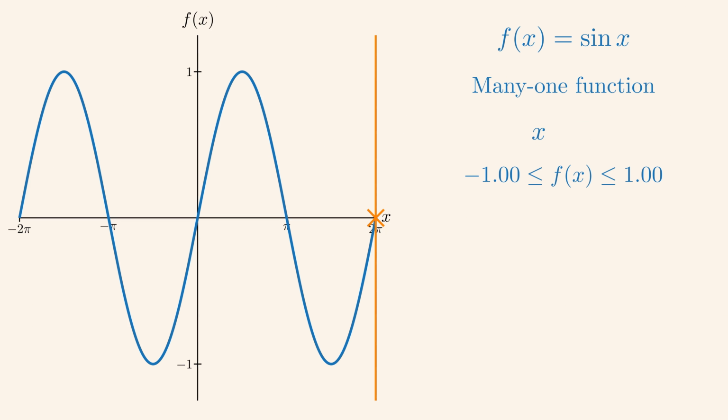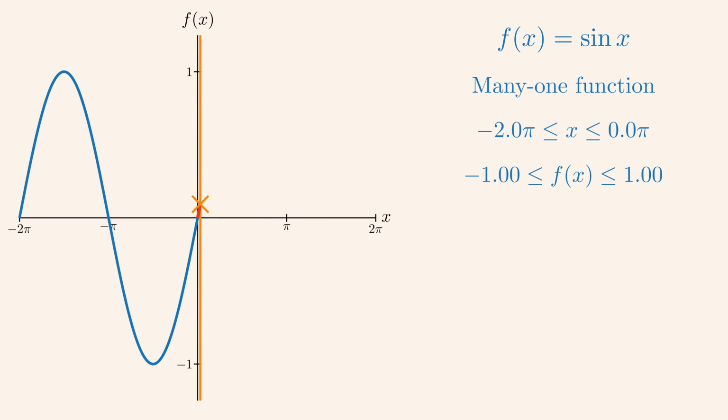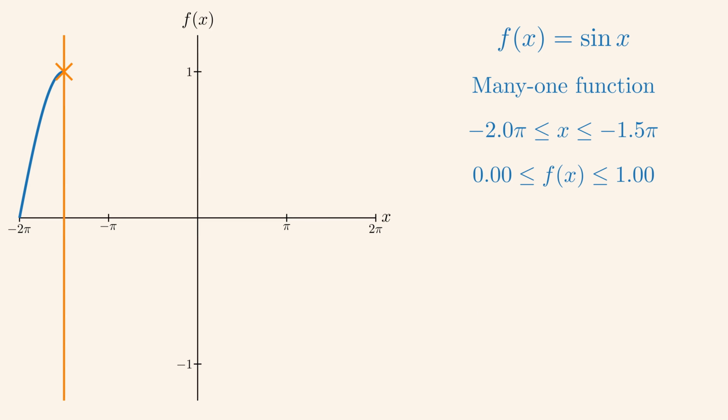Now, let's restrict the domain from -2 pi to 2 pi. Within this domain, there are two full periods, the blue portion and the red portion. We can reduce the domain of the function, but at this stage, the range has not changed. Further restrictions, however, can affect the range.